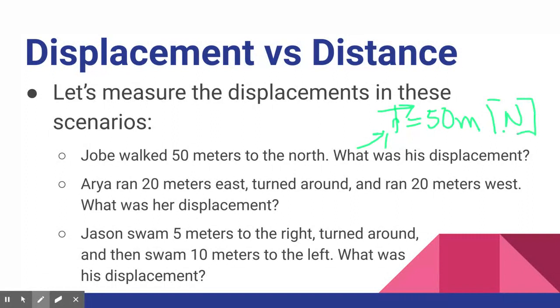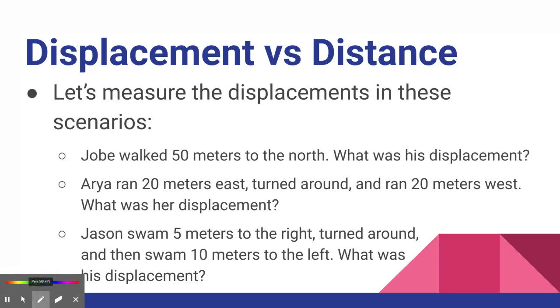Okay. Arya ran 20 meters east, turned around, and then ran 20 meters west. What's her displacement? Well, let's say she started here. She ran 20 meters this way, turns around, runs another 20 meters back. So she's back to where she started. What's the relationship between her ending and beginning position? Easy. 0. Okay, she has no displacement. There is no displacement because she ended where she began. And again, we only care about the beginning position and the ending position.